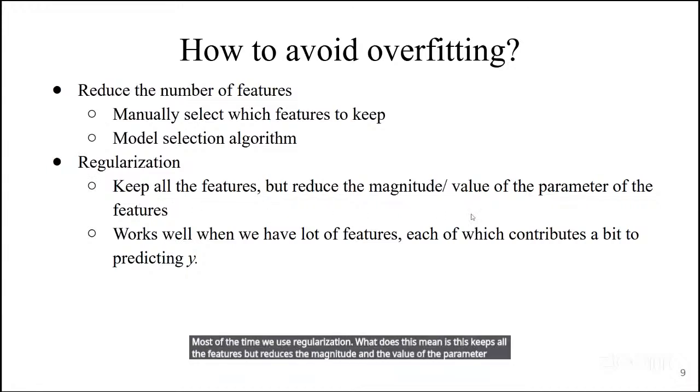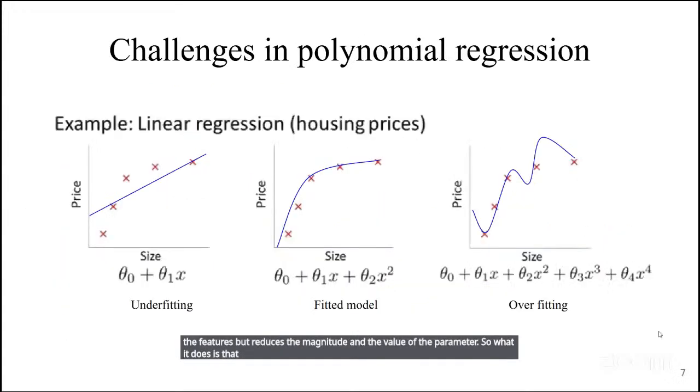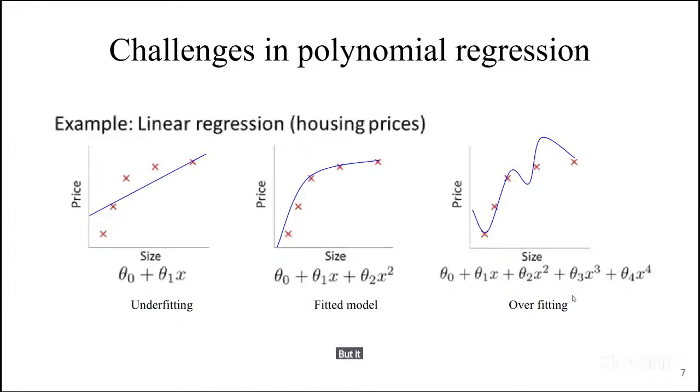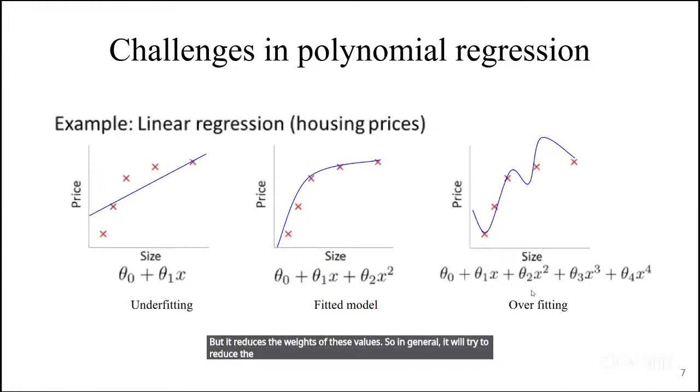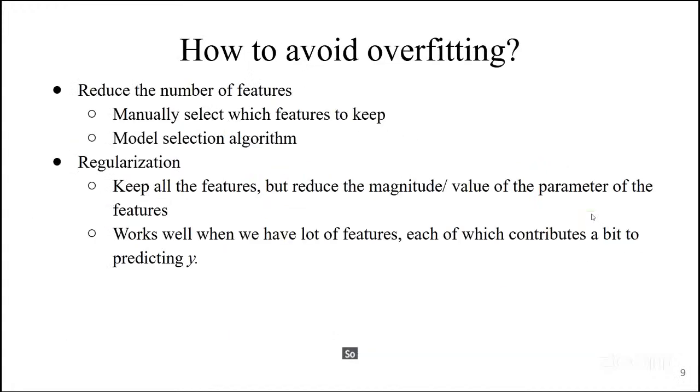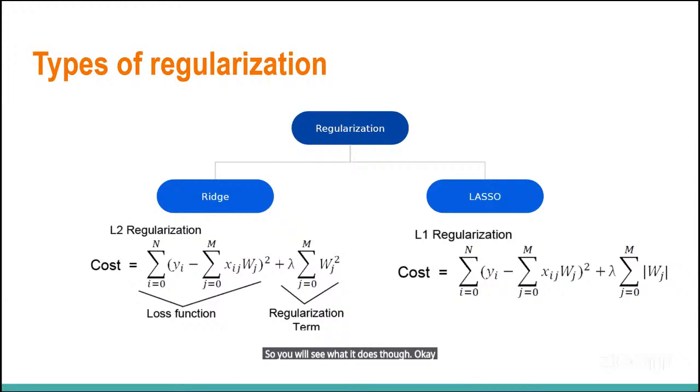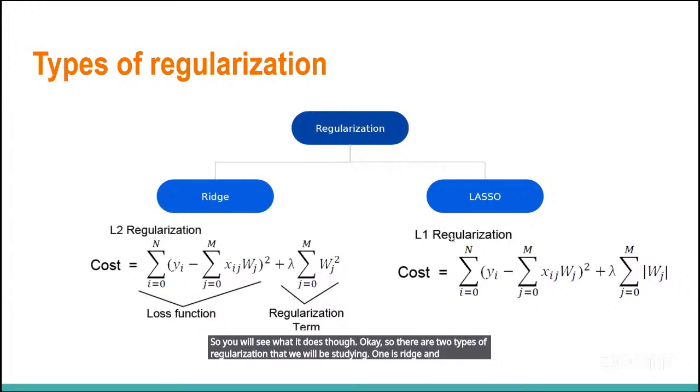So what it does is that it keeps all these values, all theta 1 to theta 4, but it reduces the weights of these values. So in general, it will try to reduce the weights of these values so that it does not become overly complex. So you will see what it does though. Okay, so there are two types of regularization that we will be studying. One is ridge and another one is lasso.